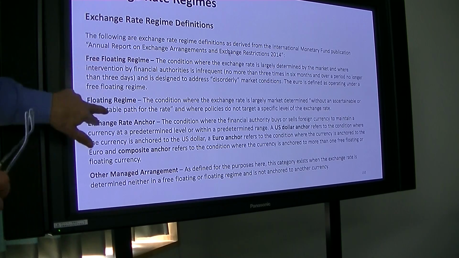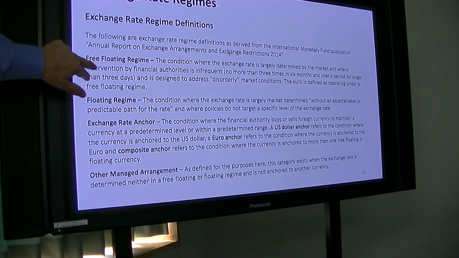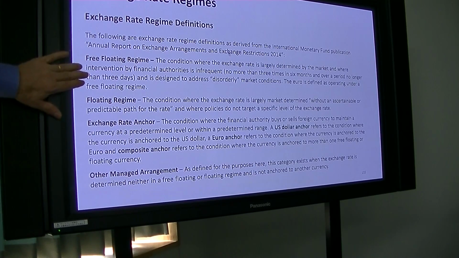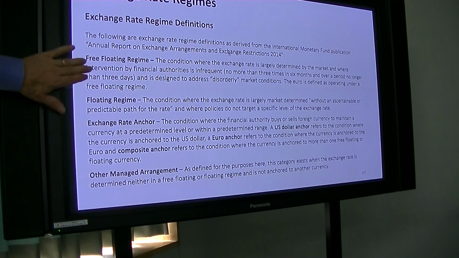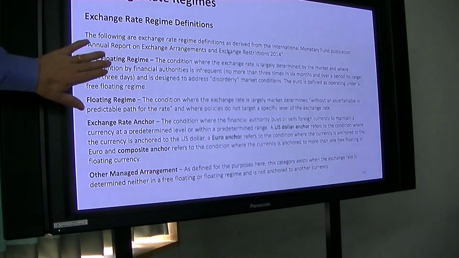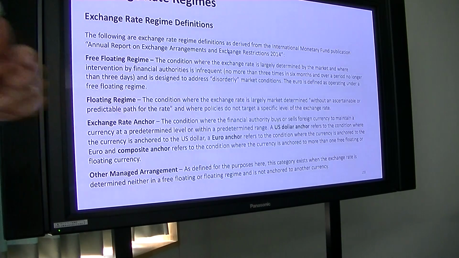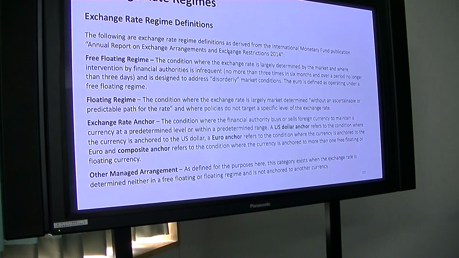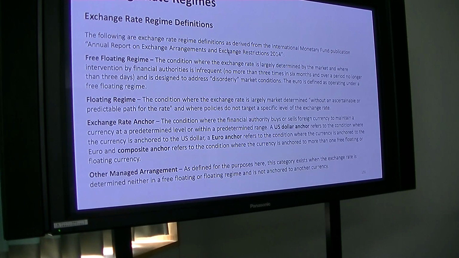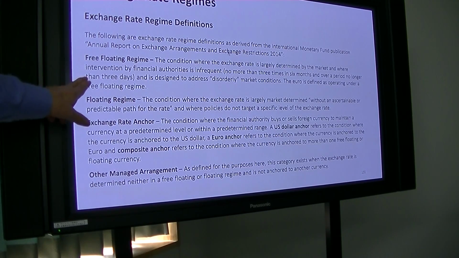Now there are two types of floating regimes. There's free float. Free float is largely determined by the market, and intervention by financial authorities is infrequent. There's a definition: no more than 3 times in 6 months, and over a period no longer than 3 days. That's where the market basically determines the exchange rate. We'll see that most of the industrial countries, including Japan, do that.